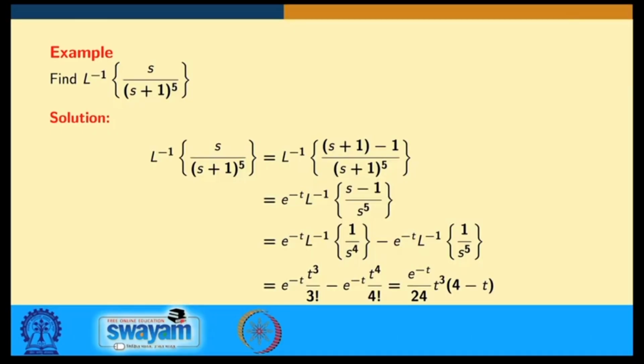So, Laplace inverse of this we have done. This is equal to e power minus t into this one, and this I am breaking. For them the values are t cube by factorial 3, and here for 1 by s to the power 5 the corresponding function is t power 4 by factorial 4. So, this is your required result.